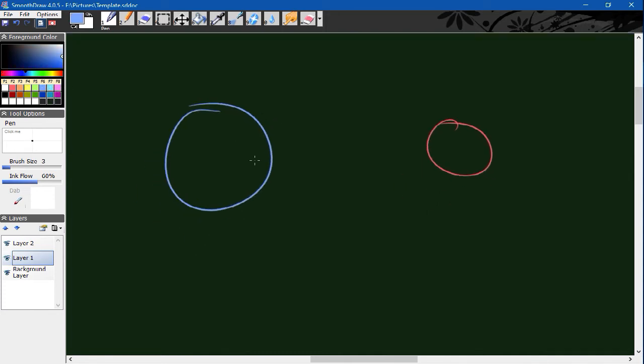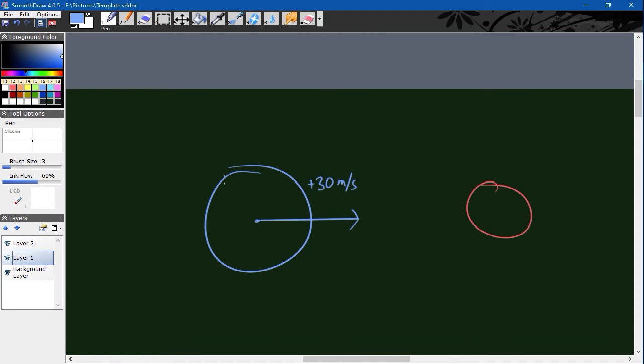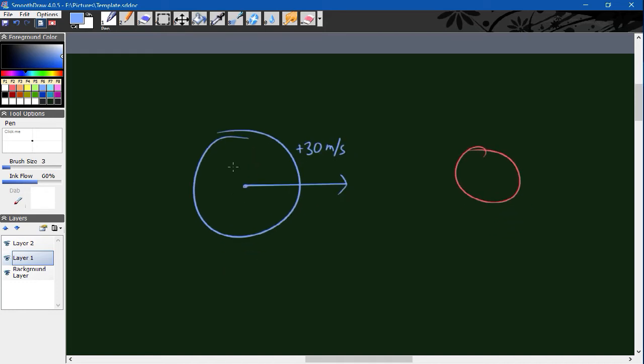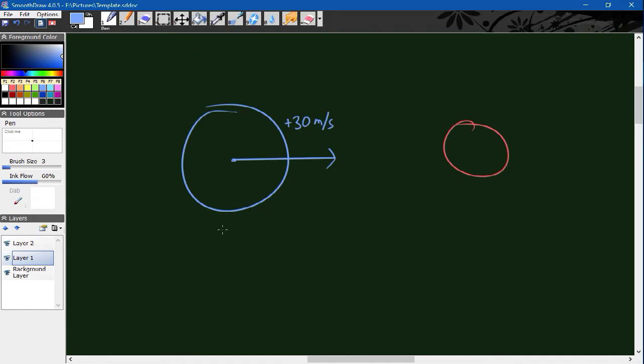And this blue sphere is moving at around, I can't think of numbers. Let's say 10. No, we keep using 10. Let's use 30 meters per second. It's moving to the right at 30 meters per second. And this blue sphere has a mass of, let's say, 2.5 kilograms.